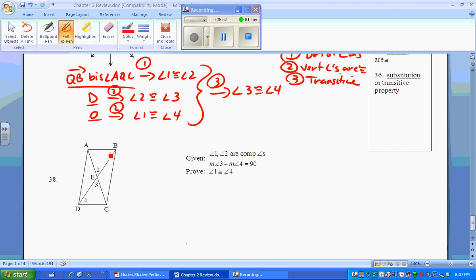Last but not least, 1 and 2 are complementary, so these two add to equal 90. 3 and 4 are complementary. We want to prove that 1 and 4 are congruent. Well, what else do we know? That 2 and 3 are vertical, so let's use that comp rule.